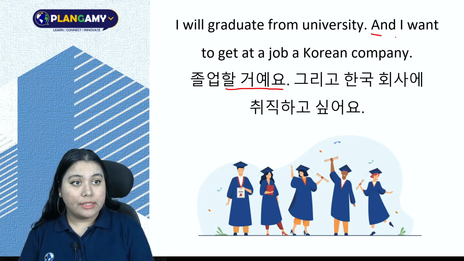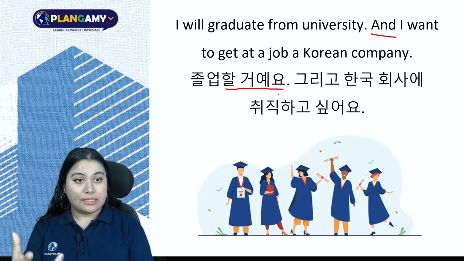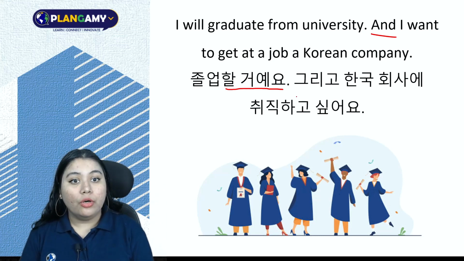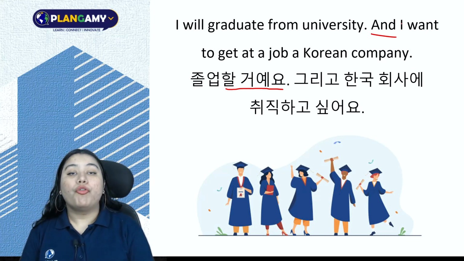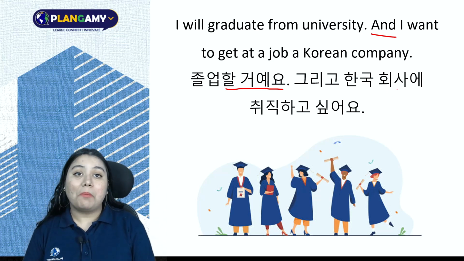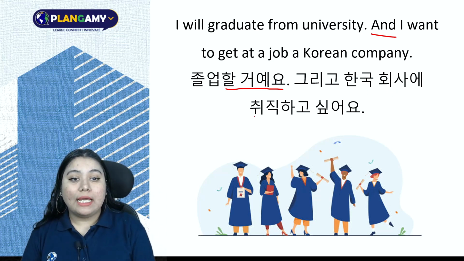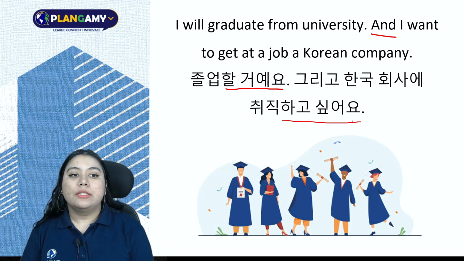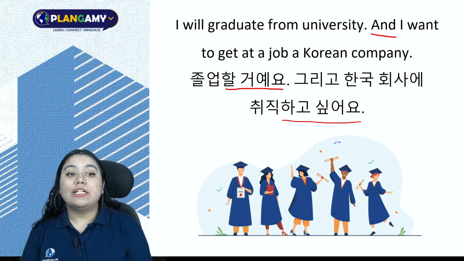그리고, and, when and is starting a sentence, 그리고. I want to do something, 고 싶다. So 한국 회사 is Korean company. 취직하다, to get a job. So 취직하다, you want to get a job. 고 싶다. 취직하고 싶어요. 그리고 한국 회사에 취직하고 싶어요. I want to get a job at a Korean company.